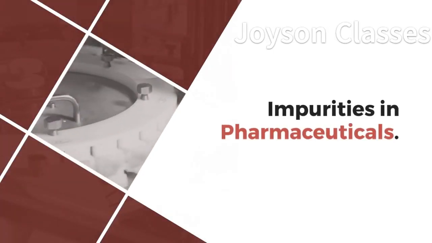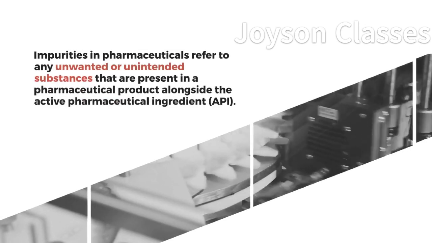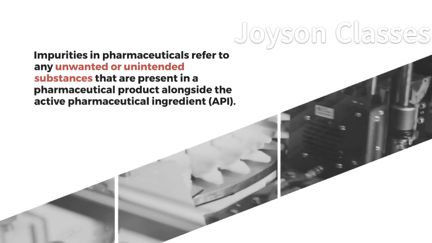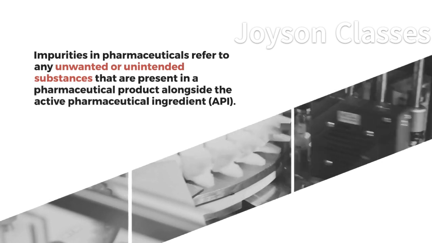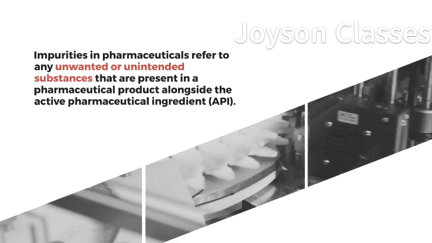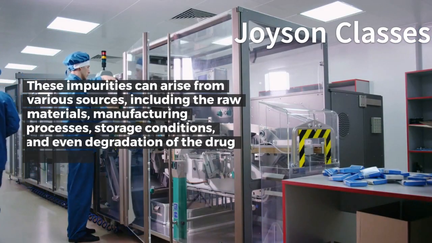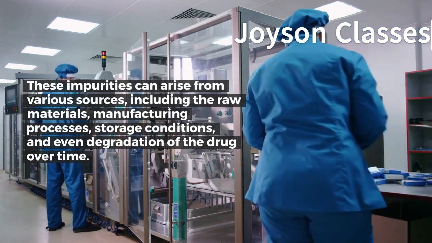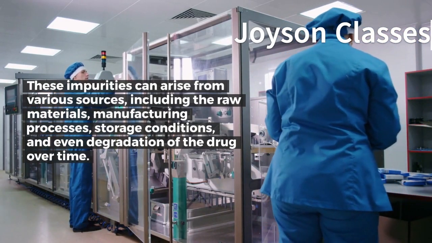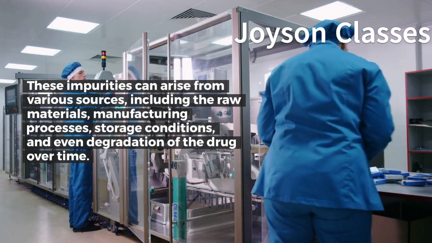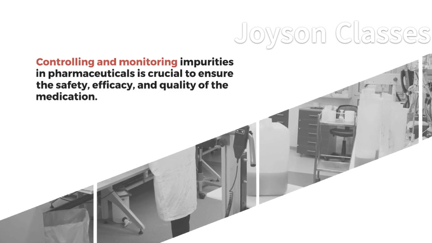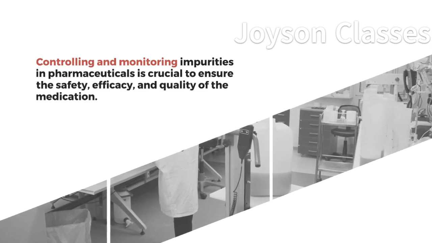Impurities in pharmaceuticals. Impurities in pharmaceuticals refer to any unwanted or unintended substances that are present in a pharmaceutical product alongside the active pharmaceutical ingredient, API. These impurities can arise from various sources, including the raw materials, manufacturing processes, storage conditions, and even degradation of the drug over time. Controlling and monitoring impurities in pharmaceuticals is crucial to ensure the safety, efficacy, and quality of the medication.